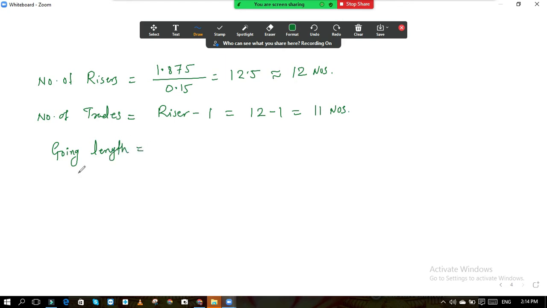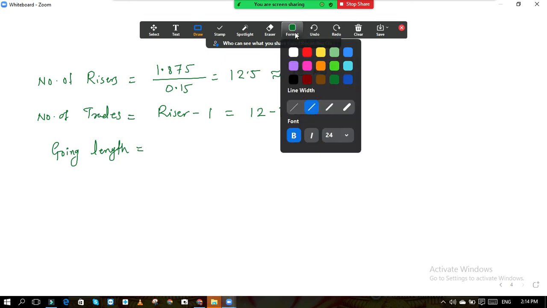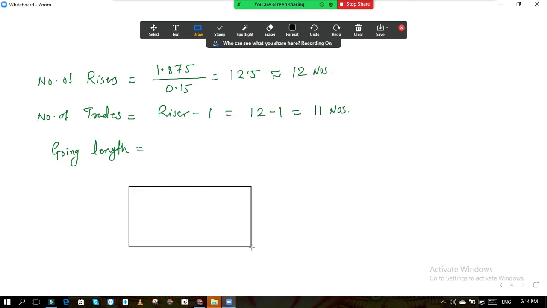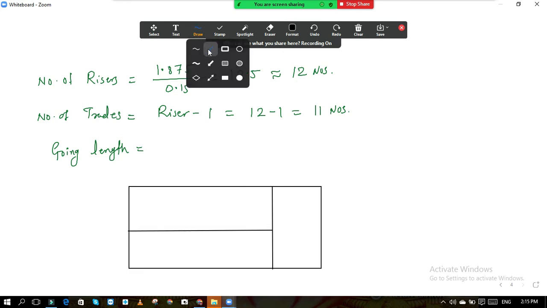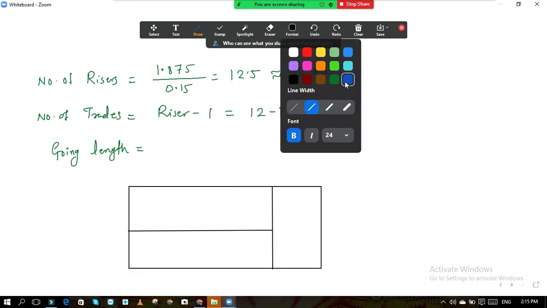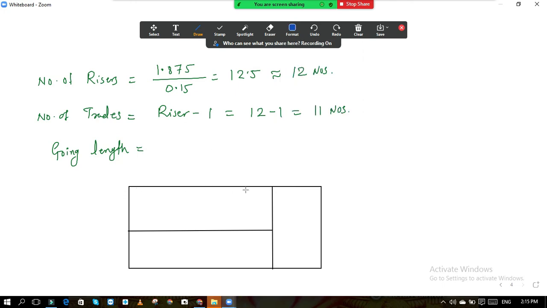Going length is what we need to calculate. Before calculating the going length, let us draw the diagram so that we get some idea of how the staircase is. So here I will draw the diagram. This is your landing, the halfway. I will draw the steps only on a single flight. For the other you can draw.